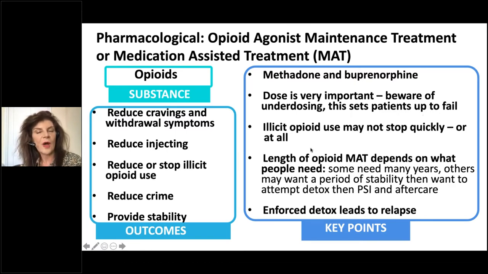We also need to be aware that illicit opioid use may not stop quickly. It may take people several months, and some people may not stop at all. The length of opioid medication-assisted treatment depends upon what people need. Some people may need many years. Other people may want a period of stability, and then they may want to attempt a detox followed by psychosocial interventions and aftercare because they may want to be free of all medication. And then the key point again is enforced detoxification will lead to relapse.